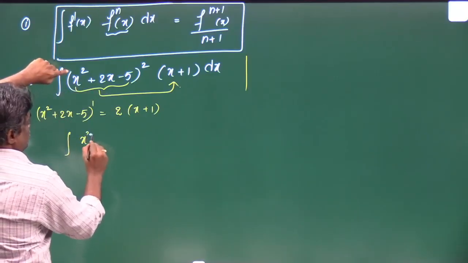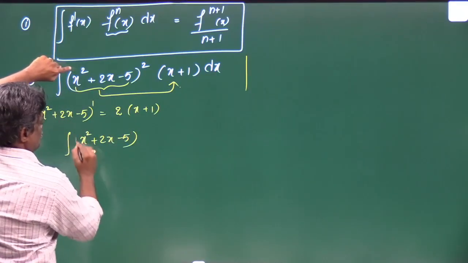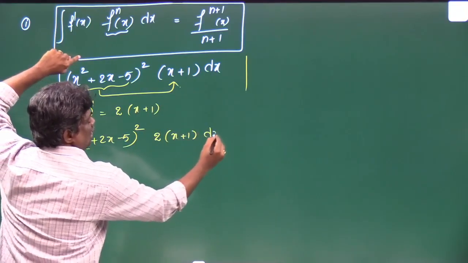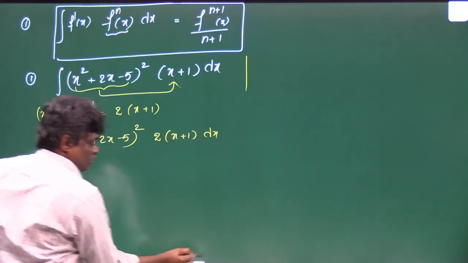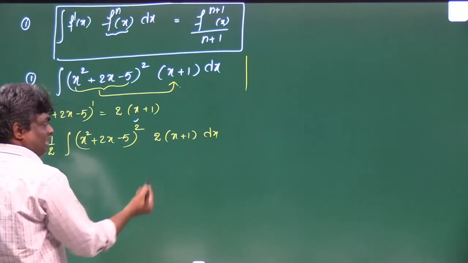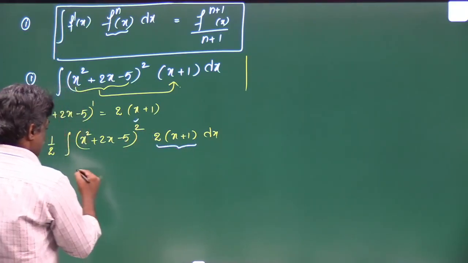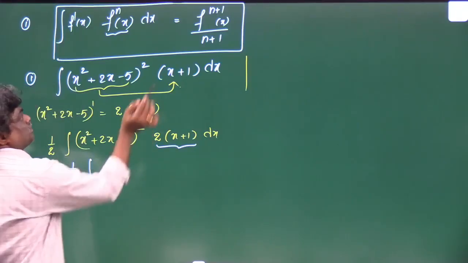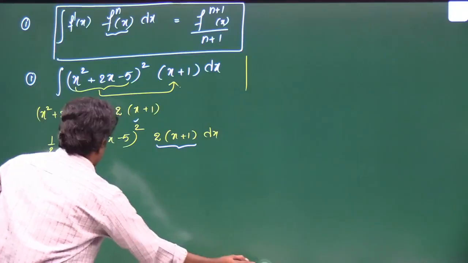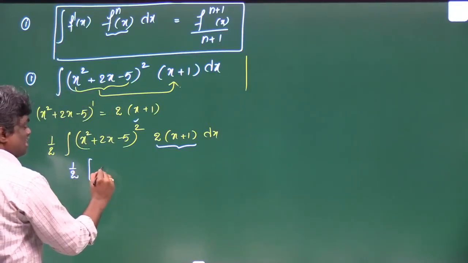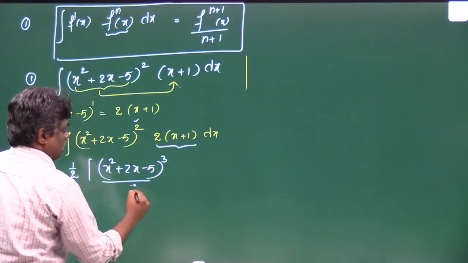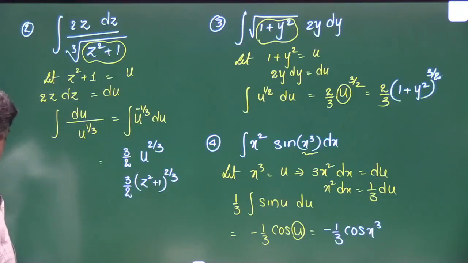Integral, again x square plus 2x minus 5 whole square. Here 2 is missing, that's why I am multiplying with 2 and again dividing with 2. So, I hope you understand now. This is nothing but f of x whole square into f dash of x. So finally 1 by 2 as it is, as per this, our function whole power n plus 1. The answer is 1 by 2, what is the function? X square plus 2x minus 5 whole power 3, by 3. So if you check, you got the same answer.